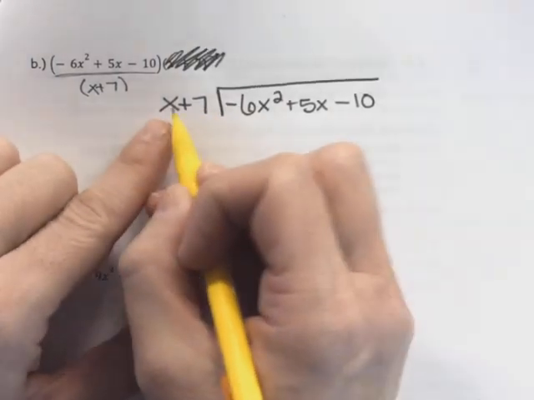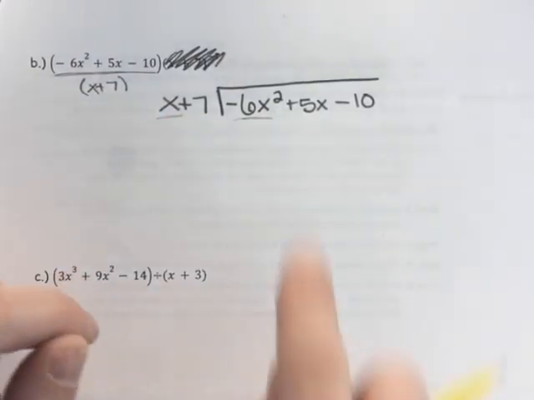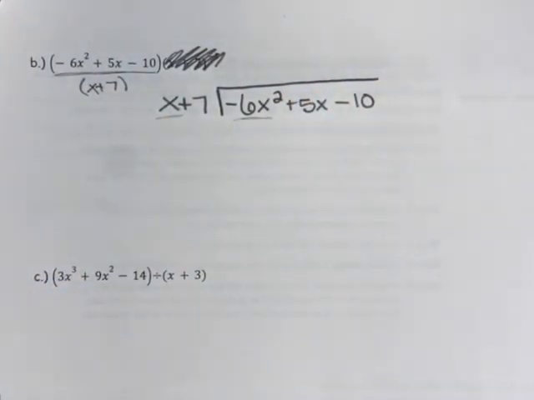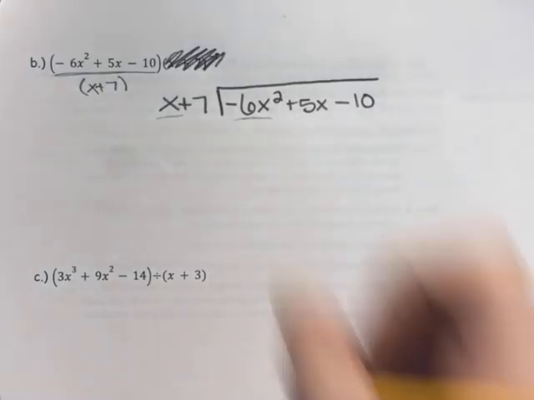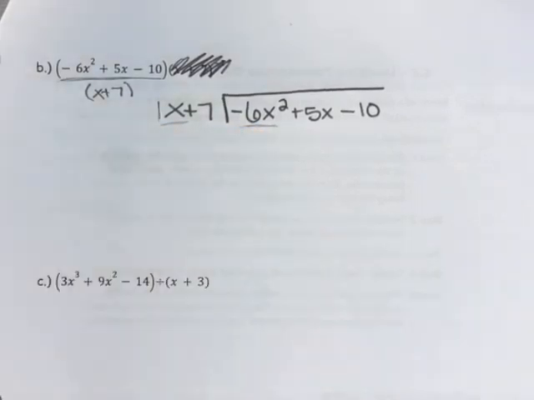Okay. So again, we only mess with the first number. So we're ignoring the 7, we're ignoring all this stuff. We're just looking at the x and the negative 6x squared for starters. All right, so basically this is a 1x. What can I multiply 1 by to get to negative 6?